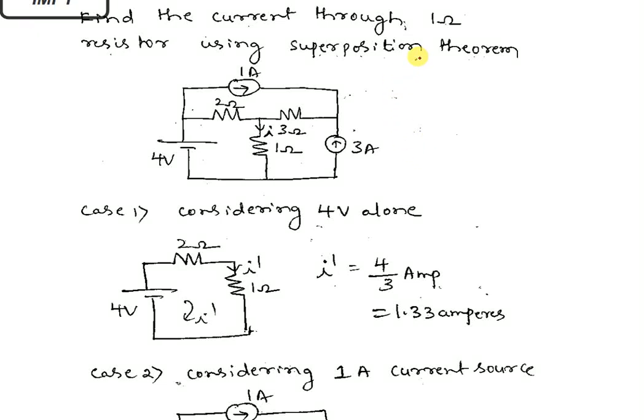Find current through 1 ohm resistor using superposition theorem. This is the given network. We have three sources, one voltage source of 4 volts and two current sources. The arrow mark indicates that it is a current source.